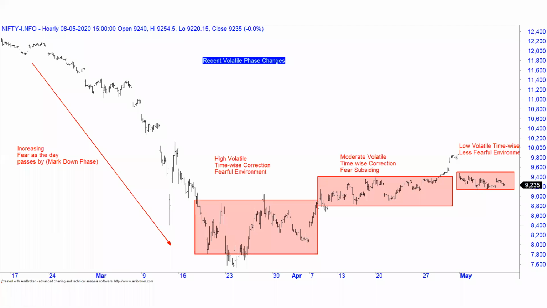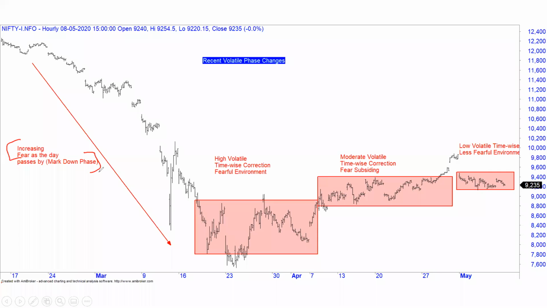This is a recent volatility. I'm just showing it on an hourly time frame. So the markdown phase, as I said, is a phase where the fear increases tremendously, extreme fear, where the VIX, the volatility index, also increases. This is a phase where you'll see the fear increasing day by day.